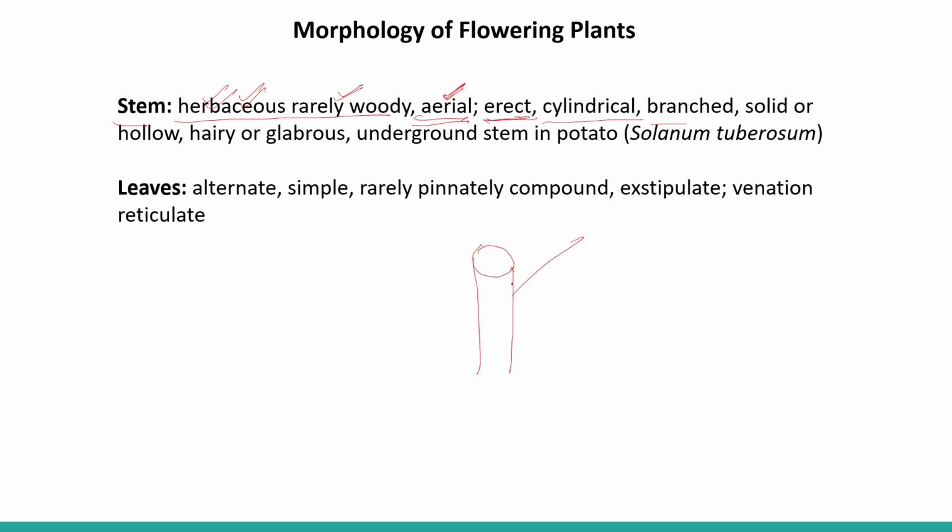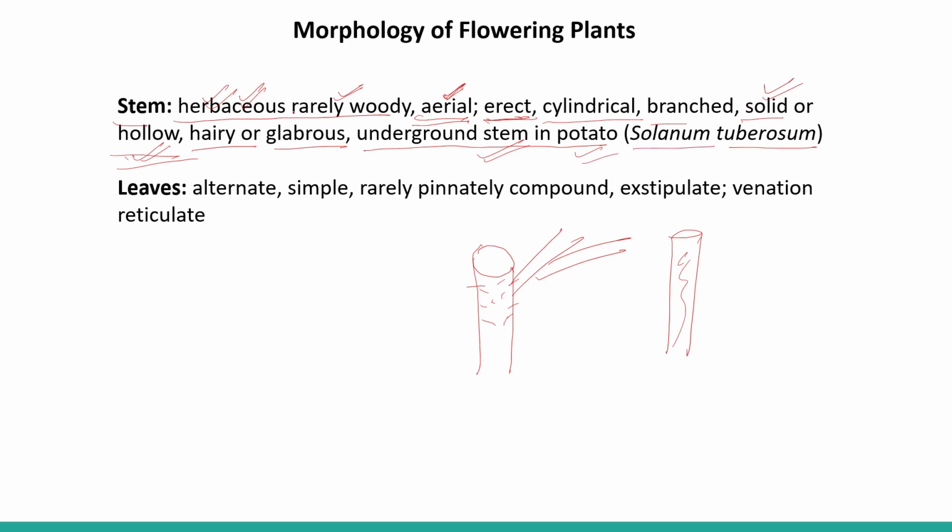Branched. We can see branching in the stem. Solid or hollow. In some plants it is solid, but in some plants it is hollow also. Hairy or glabrous. In some plants you can see hair on the surface of the stem, but in other plants we see a very smooth surface. In some plants it is underground. We have discussed this, underground stem, as in the case of potato, Solanum tuberosum.